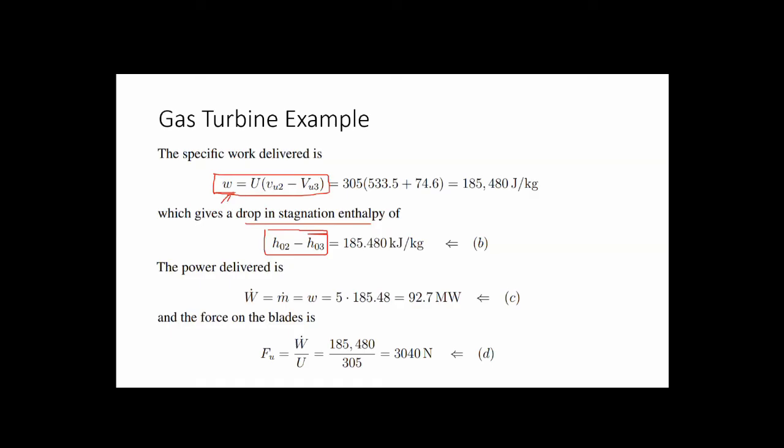So we have the specific work equation, W equal U times Vu2 minus Vu3. We know Vu2 and we know Vu3. So we will get the specific work equal to 185,480 joules per kilogram, which is equal to the drop in stagnation enthalpy, the same value. Okay, so we solved question B.